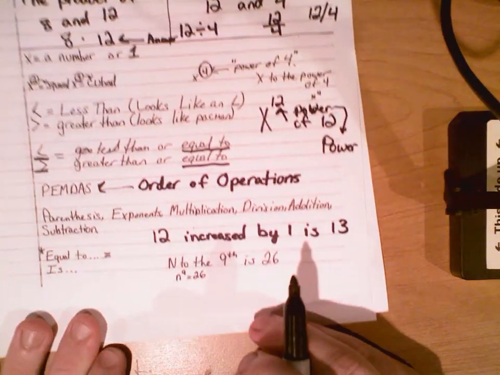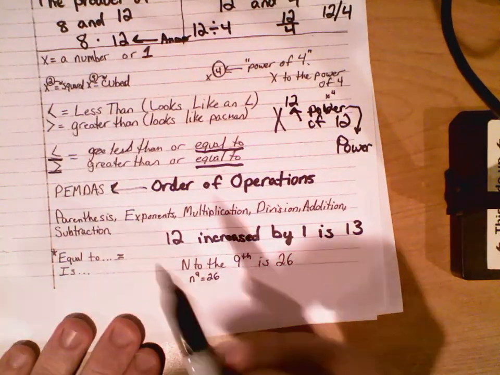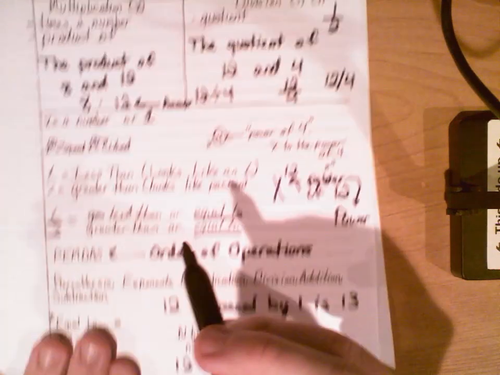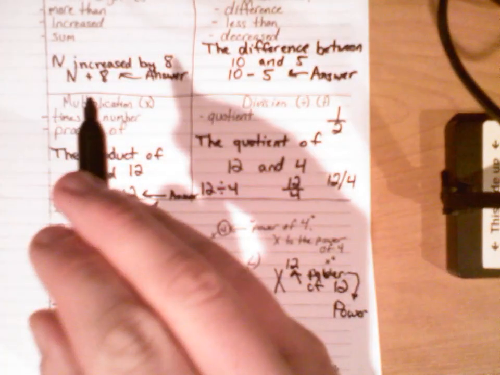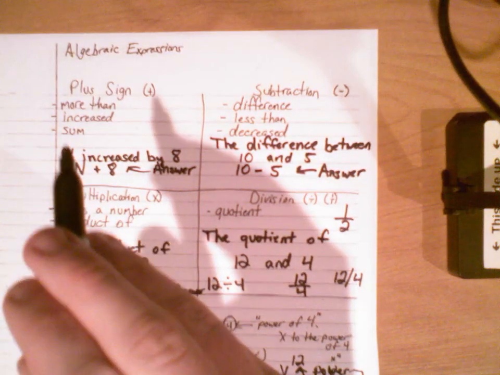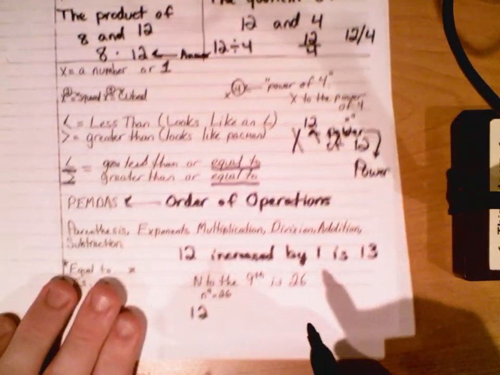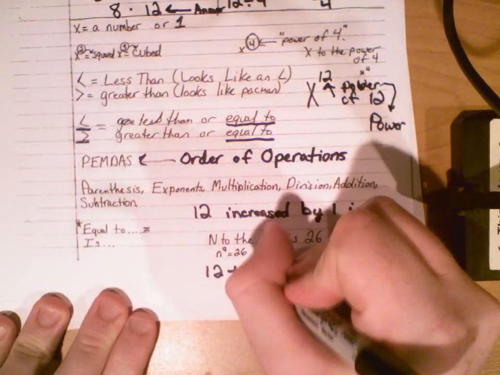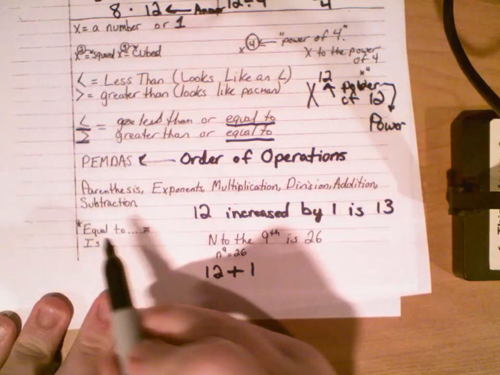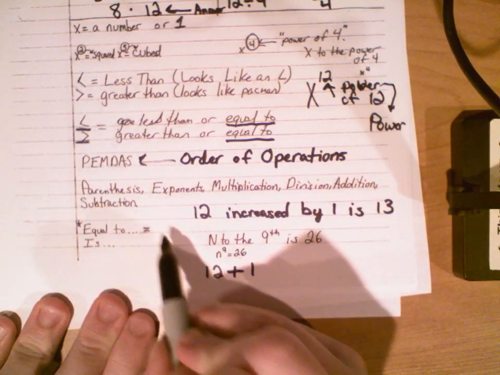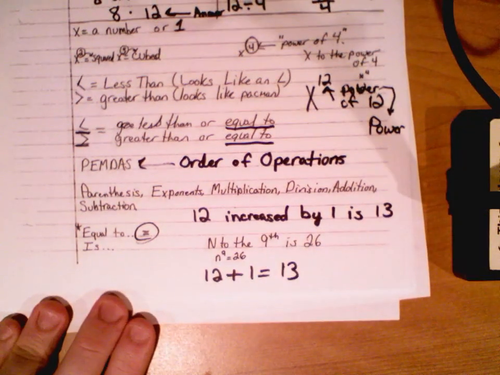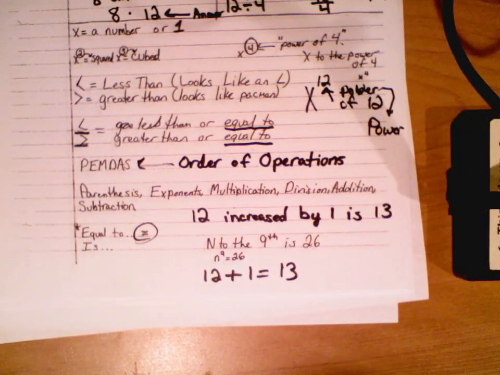So let's piece this all together at the bottom of the page. 12 increased by, which is my plus, if you go up here, right here, increased, I'm going to look there, now I'm going to increase it, plus 1 is, bing, bing, bing, this guy right here is 13. It's just like that, and it's just that simple.